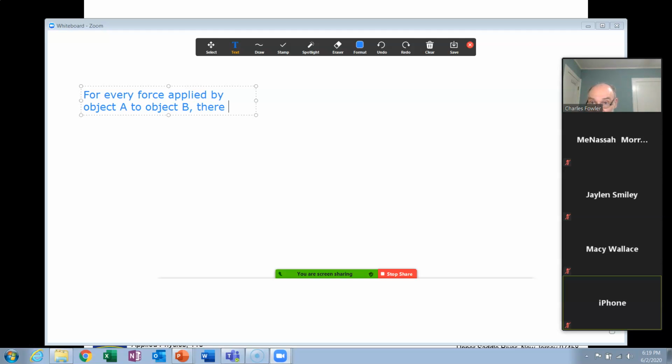There is an equal but opposite force exerted by object B to object A. Okay, they said to also. Okay. I don't know why they don't say on, but they say to object A.